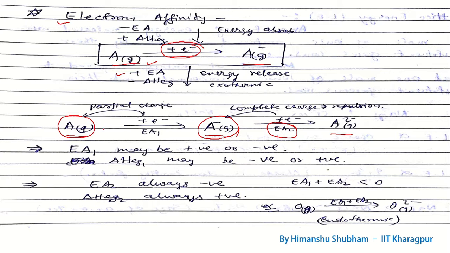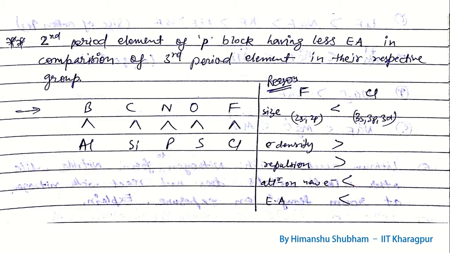On the other hand, while adding the electron to A gas, we are adding the electron to an atom which is neutral, therefore EA1 may be positive or negative depending on the atom. From the experiment, it has been found that EA1 plus EA2 is always less than 0, and this is supported by the equation here, that is conversion of O gas into O2 minus gas. We have seen that the sum of EA1 and EA2 is negative, that is, this reaction is endothermic.